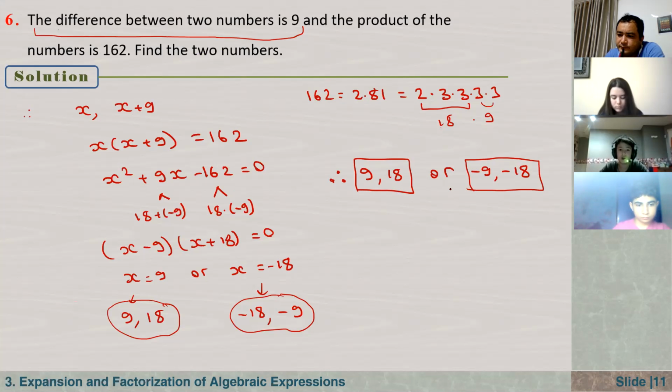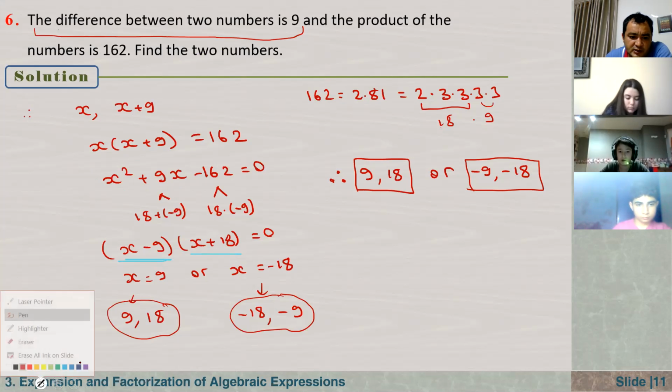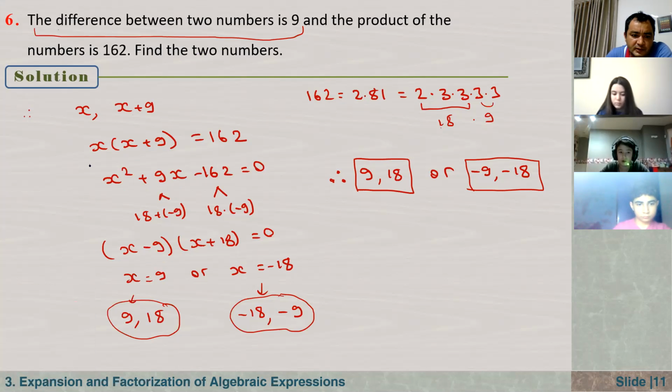Okay? I have a question. Why here is x minus 9 and here x plus 18? Now here, look, I'm just factorizing this quadratic expression right here.